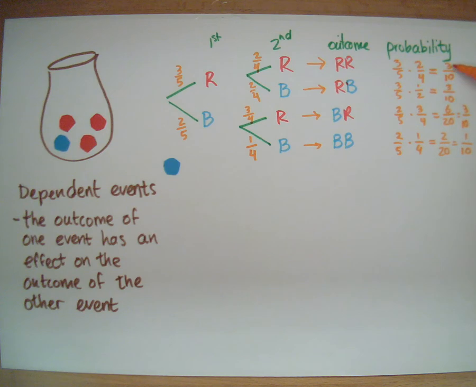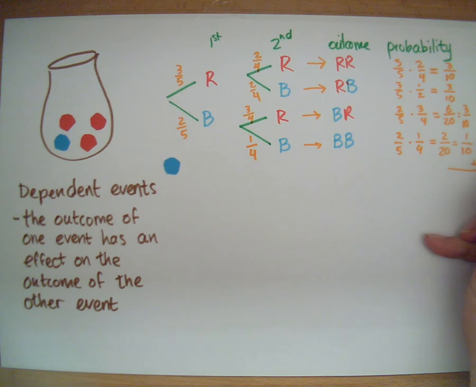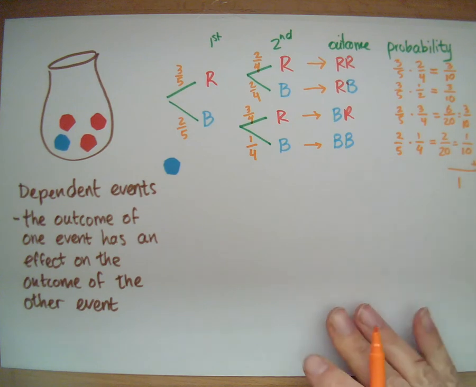Now let's just check to see whether we did all these multiplications of fractions correctly. These end probabilities should add up to 1. 3/10 plus 3/10 is 6/10, plus 3/10 is 9/10, plus 1/10 is 10/10. 10/10, my goodness, that is equal to 1. So I add them up, 1, and I tell myself, well done.